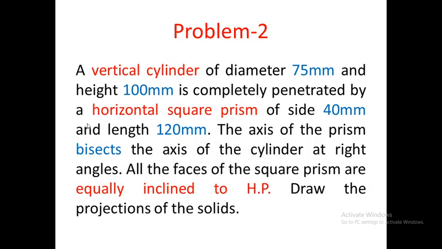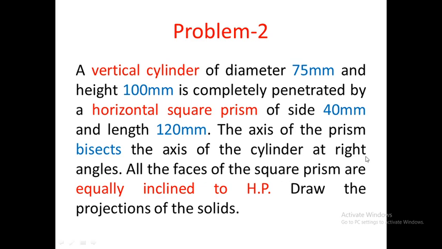Problem number 2. A vertical cylinder of diameter 75 mm and height 100 mm is completely penetrated by a horizontal square prism of side 40 mm and length 120 mm. So here the dimensions of the cylinder are given as 75 mm base diameter and the height is 100 mm, whereas the dimensions of the horizontal square prism are given as side of the square 40 mm and length 120 mm. It is also given that the axis of the prism bisects the axis of the cylinder at right angles. So the axes of both the solids bisect each other and they are perpendicular to each other.